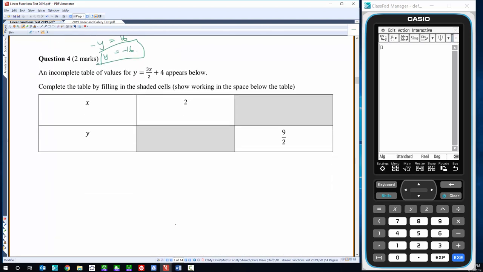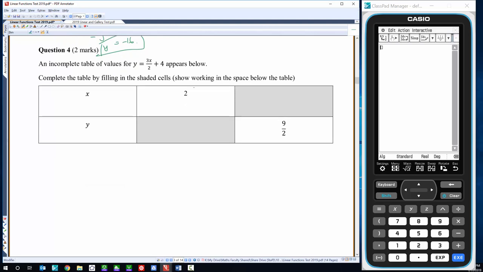Right, here's the incomplete table of values for this. Okay, so what we need to do is fill in the shaded cells, and we can use the working out in the space below. All right, so the first thing is that this is a relationship between y and x, and they've given us a value of x, and they want to know what y is. So what we're going to do is put this value of x into this equation to find out what y is.